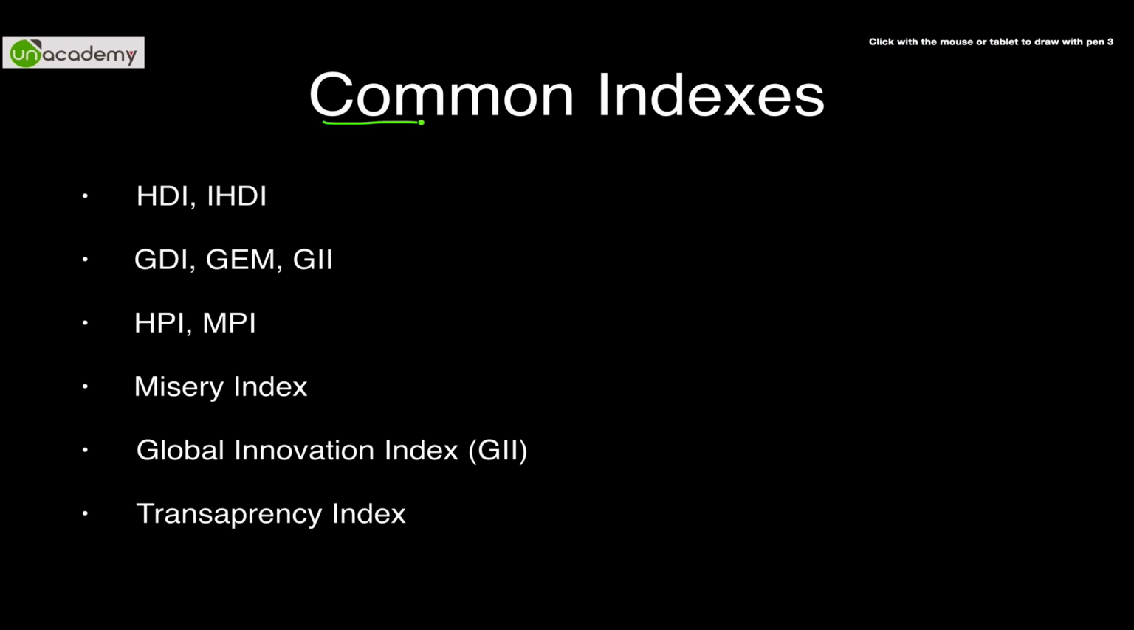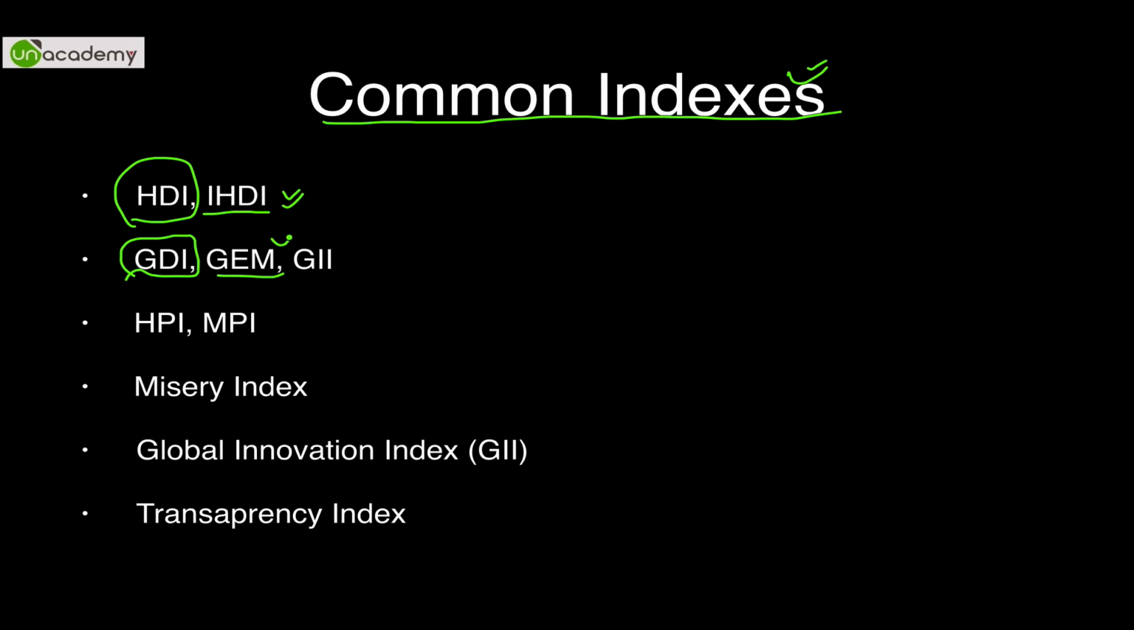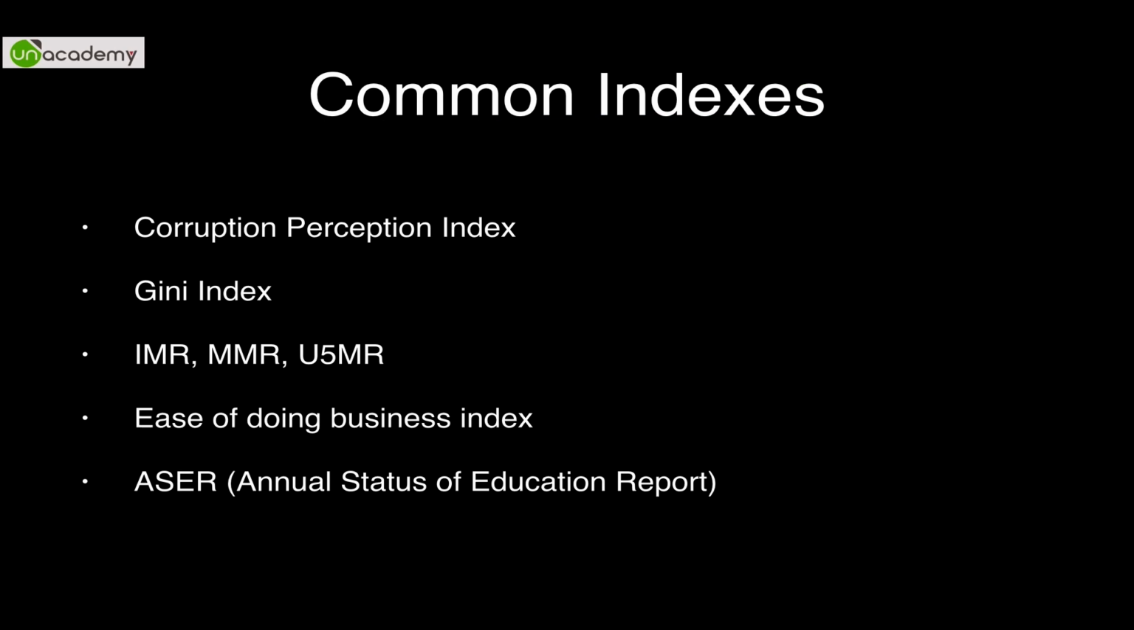Anyway, so these are the common indexes. There are some which I have not quoted here. So it includes the Human Development Index, Inequality Adjusted Human Development Index, then Gender Related Development Index, Gender Empowerment Measure, Gender Inequality Index. Human Poverty Index was there till 3-4 years ago, but now it has been discontinued. No more there. Multidimensional Poverty Index is there. Misery Index is there. Global Innovation Index, Transparency Index, Corruption Perception Index, Gini index, which is related to inequalities, and IMR, MMR, under-5 MR, the infant, maternal, and under-5 mortality rates.